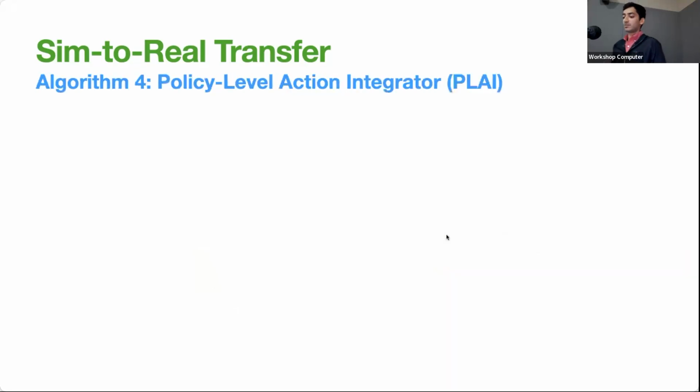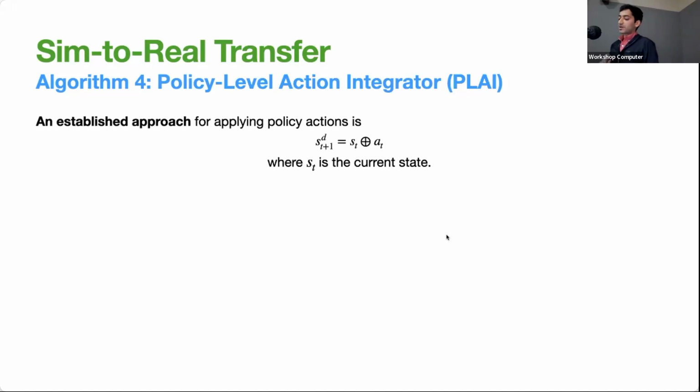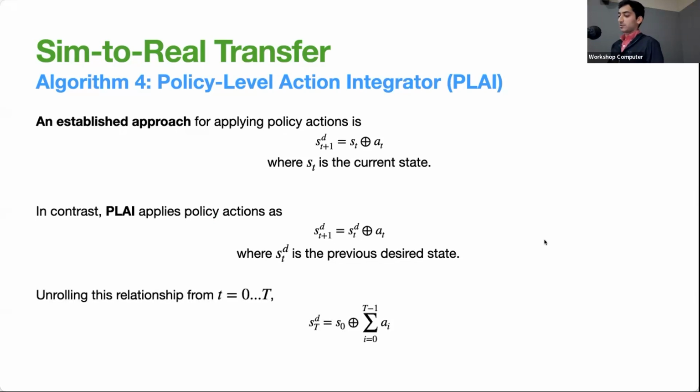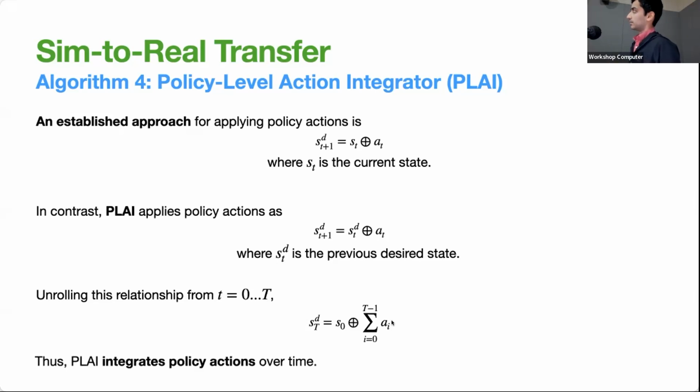To address steady-state error, we developed a fourth and final algorithm, the Policy Level Action Integrator, or PLAI. This algorithm was used exclusively for real-world deployment of our policies. An established RL approach for robotic manipulation is to interpret actions as delta state updates. The desired state is the current state composed with these actions. Instead, PLAI applies actions to the previous desired state. If this step is not intuitive, it's actually mathematically equivalent to saying that your desired state is your initial state plus the sum of all actions over time. And thus PLAI acts as an integrator over policy actions.